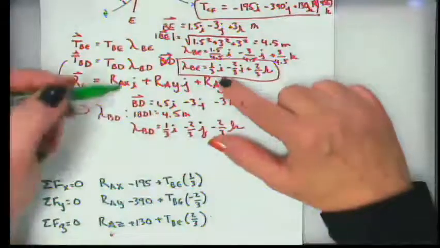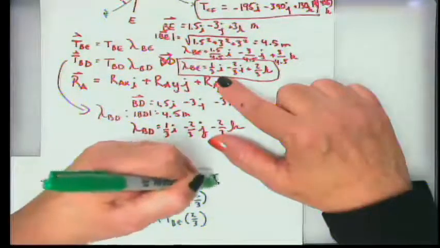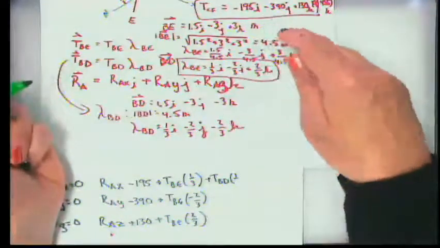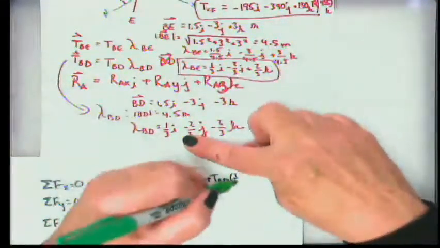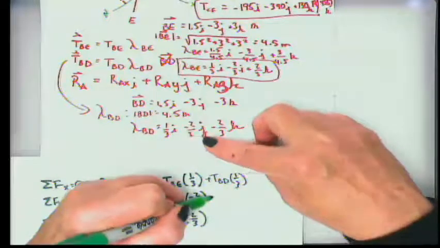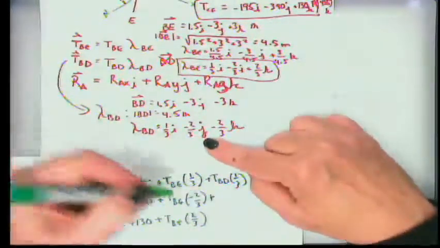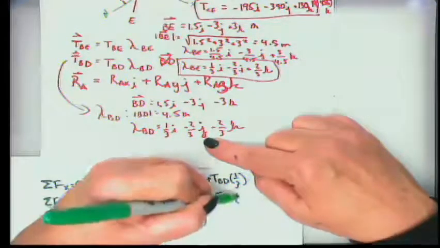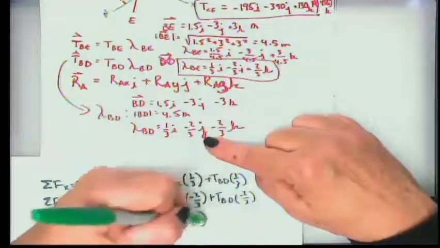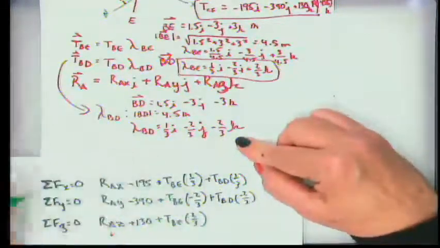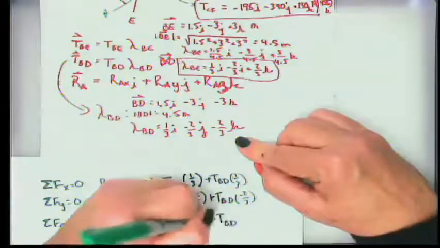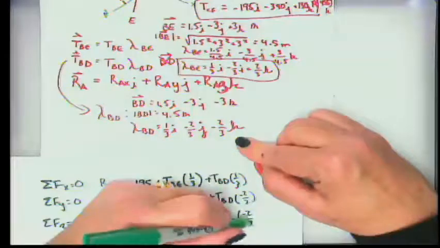We're almost done. This is TBE. Now we need to do the same thing for TBD, and this is our last force. So TBD here is also times 1/3 in the x direction. In this direction, it's a negative TBD times negative 2/3. And here, I should put plus just to be consistent, 2/3. Okay.